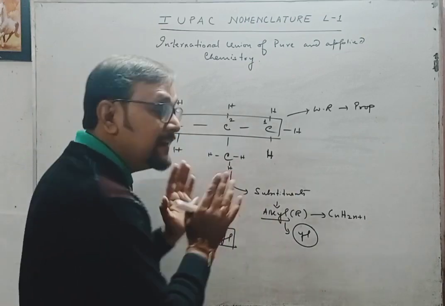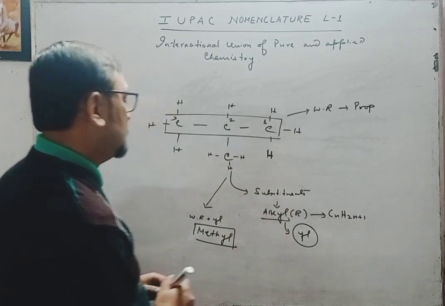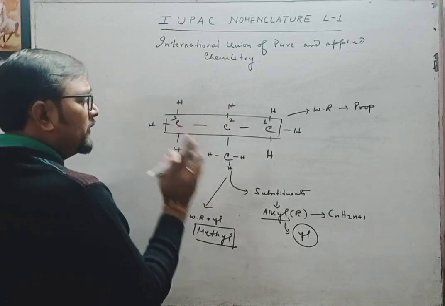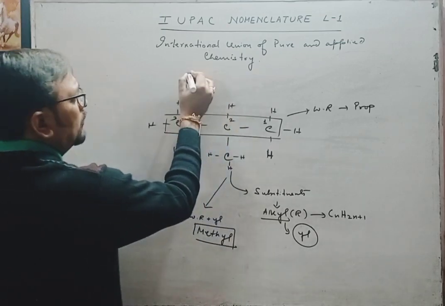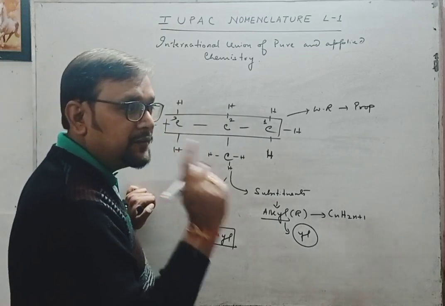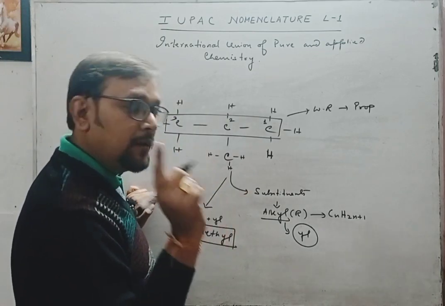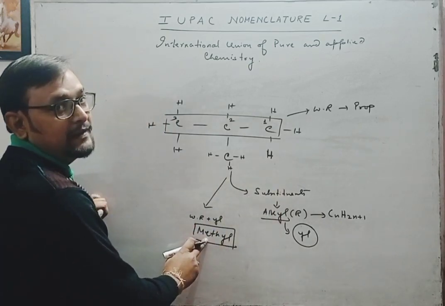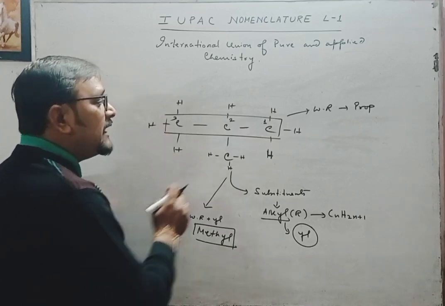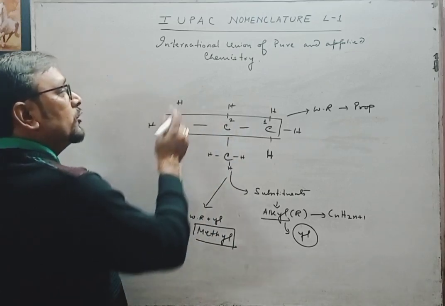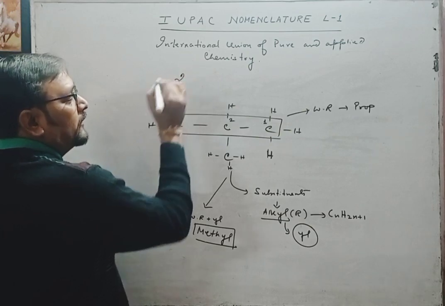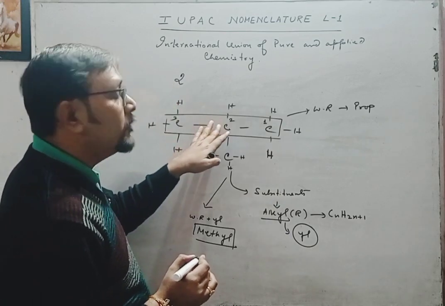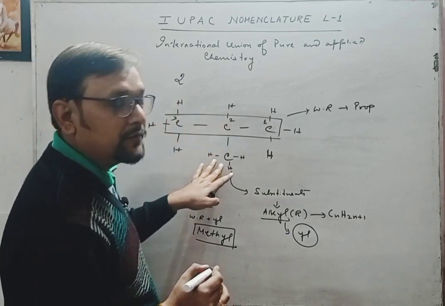Now it's time to write the name. So let me write it here. The first thing, what is the rule? First you have to write the substituent name, with numbering. You have to begin always with the substituent. So what is the substituent name, my dear student? Methyl. Now what is the position of the methyl? What is the locant? 2. So I'll start with the position of the substituent. Here 2 is the locant of the substituent.